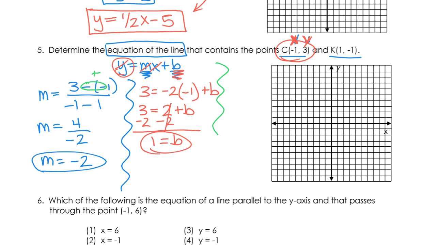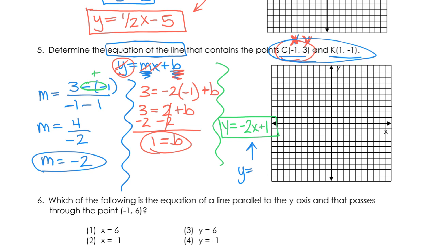I have my 2 pieces now, and now I can finally write the equation of my line, which is y equals my slope, which is -2, followed by the x, and then plus my y-intercept, which is 1. And there is the equation of my line. And the cool thing is I can put this into y equals in my calculator. I can go to my table and make sure both points are in my table. Therefore, that line does pass through both C and K.